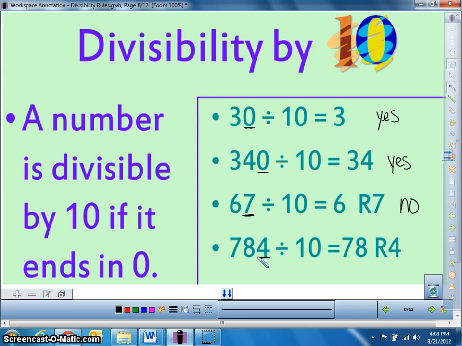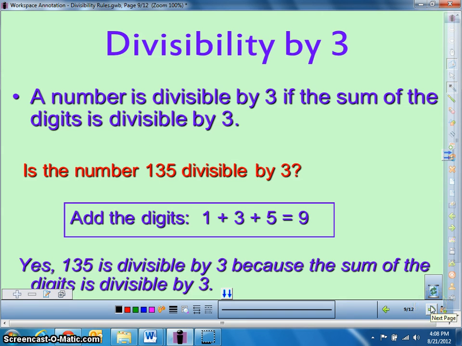The last digit is a 4, so that one's not going to divide evenly. So 2, 5, and 10, the easier ones, you probably are familiar with them. Let's check out what we have next.